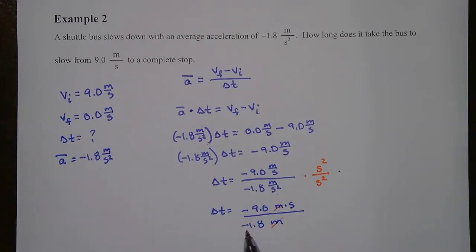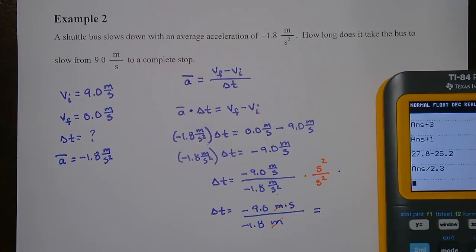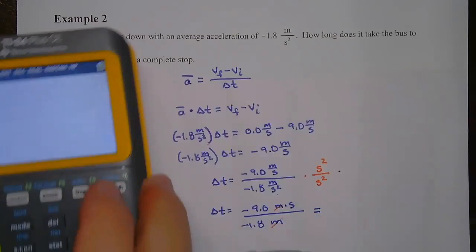Now that's going to be a positive, and you should realize that delta t is always going to come out to be positive, okay? And we have two significant figures here, and we have two significant figures here, so our answer needs to have two significant figures, okay? And you know how on the previous problem I wrote all the decimals out? You don't have to do that, okay?